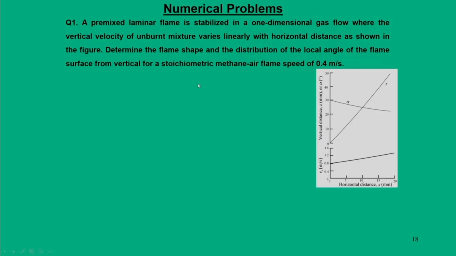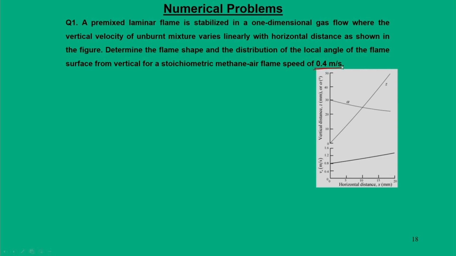So, the first problem talks about a situation where we are considering a premixed laminar flame in a one dimensional gas flow, where the vertical velocity of unburnt gases varies linearly with horizontal distance as shown in this figure. We are supposed to find the flame shape and the distribution of local angle of the flame surface from the vertical, for a stoichiometric methane air flame speed of 0.4 meter per second.